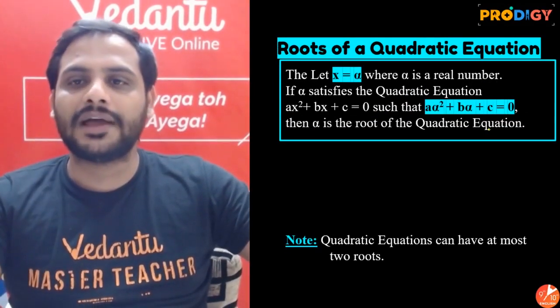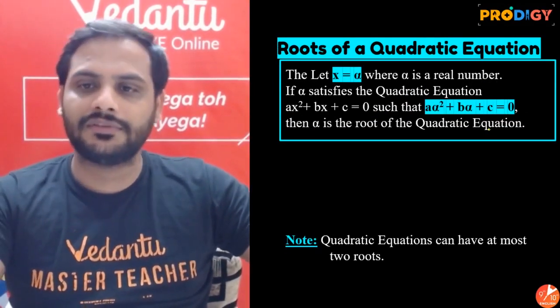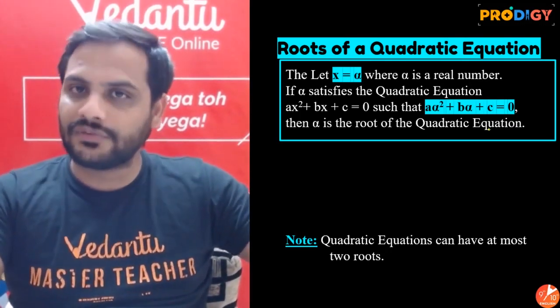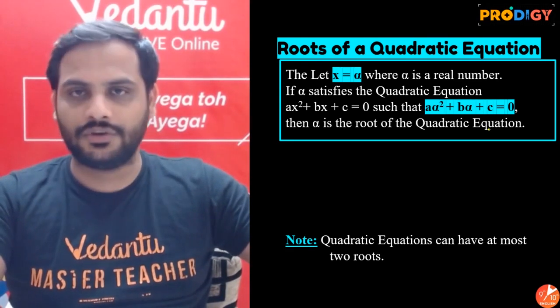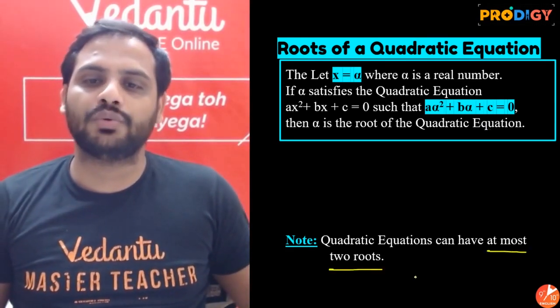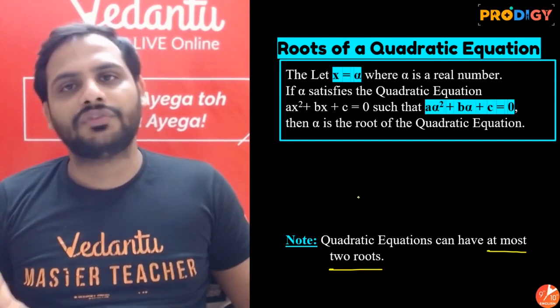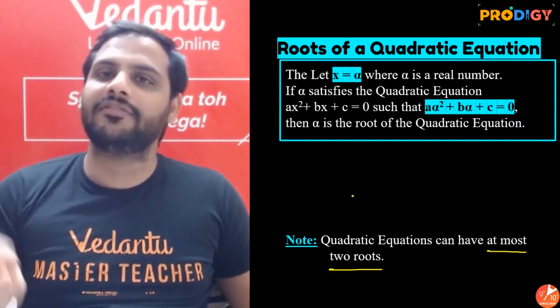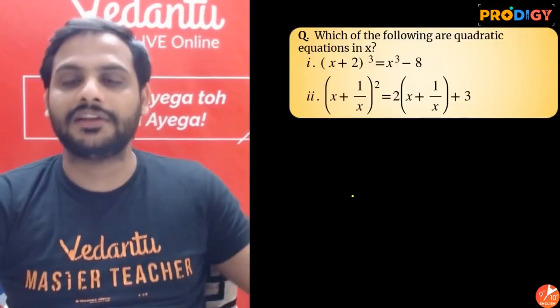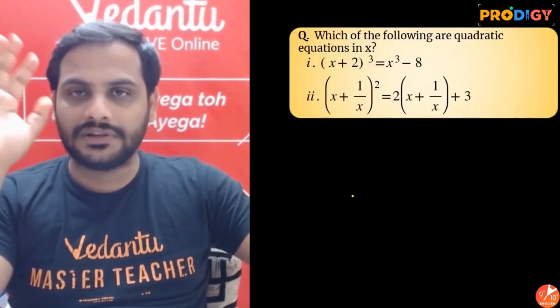Now what do I mean by the solution of a quadratic equation? Solution means those values of the variable which satisfy the equation. For a quadratic equation, it can have a maximum of 2 roots. Degree is 2, so the maximum number of roots can be 2. If the degree is 3, the maximum number of roots can be 3. So a quadratic equation can have a maximum of 2 roots.